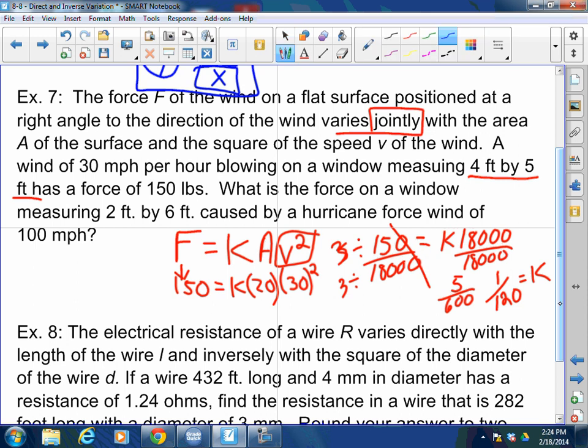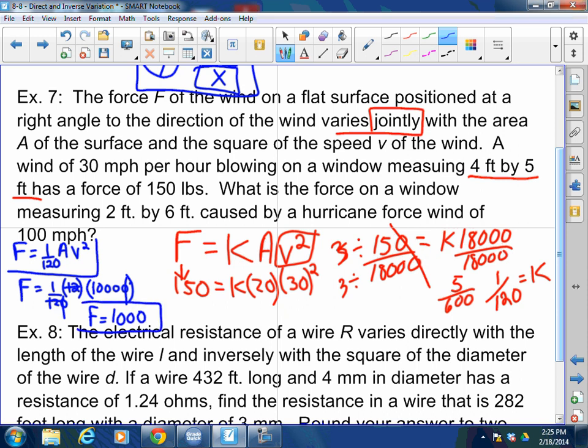So my formula now is force equals 1/120th times the area times the velocity squared. That's my formula. Now, what is the force on a window measuring 2 feet by 6 feet caused by a hurricane force wind of 100 miles per hour? In this case, they're looking for the force. That equals 1 over 120 times my area, which is 12, times my speed, which is 100 squared. That'd be 4 zeros. And the force would equal 1,000.